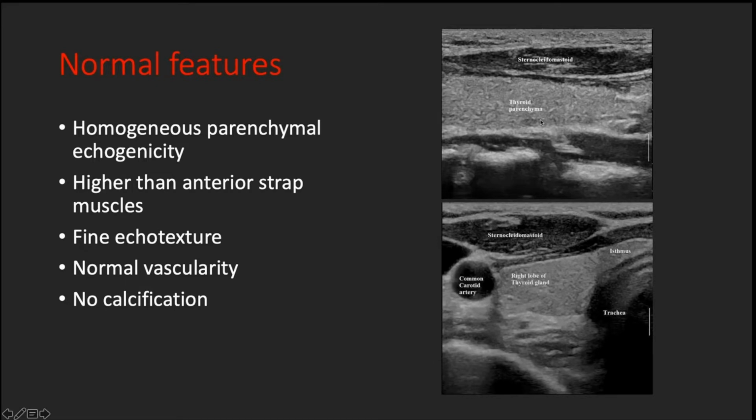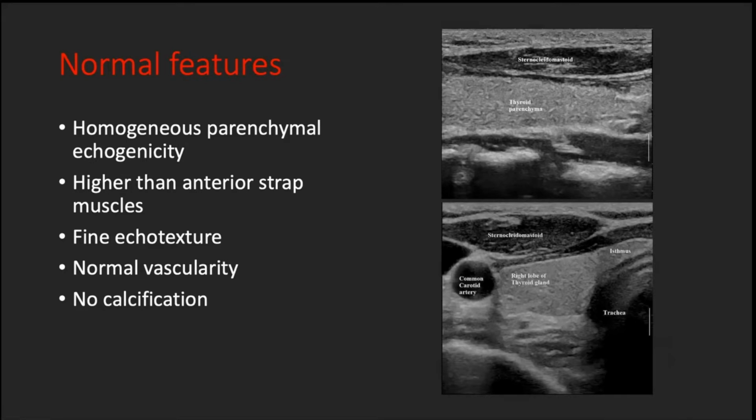Then we want to say, if a nearby structure is the muscle, what is the echogenicity of the thyroid gland? It is higher than the adjacent muscle. So we can understand when we say it's normal, what do we mean by that? It has a fine echo texture, and if you perform ultrasound of the neck and you have Doppler facilities with the machine, it has a normal vascularity. I'll show it to you in another slide. And there shouldn't be any calcification.